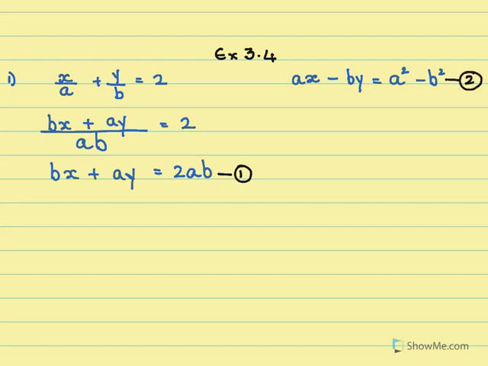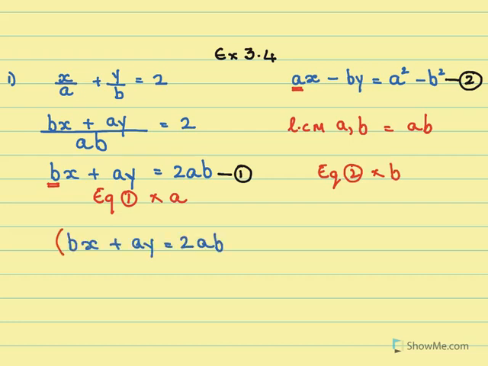Now let's equate the coefficient. Let's examine the coefficients. a is the coefficient of x here, b is the coefficient of x there, and the LCM of a and b equals ab. So we need to make the coefficient of x as ab. To do so, we need to multiply equation 1 by a and equation 2 by b.